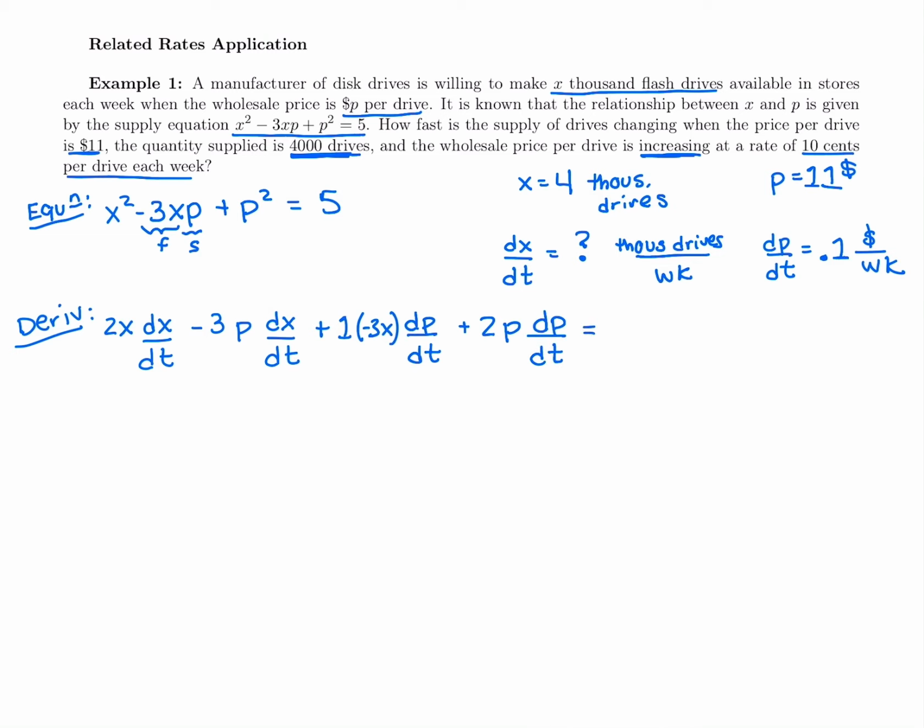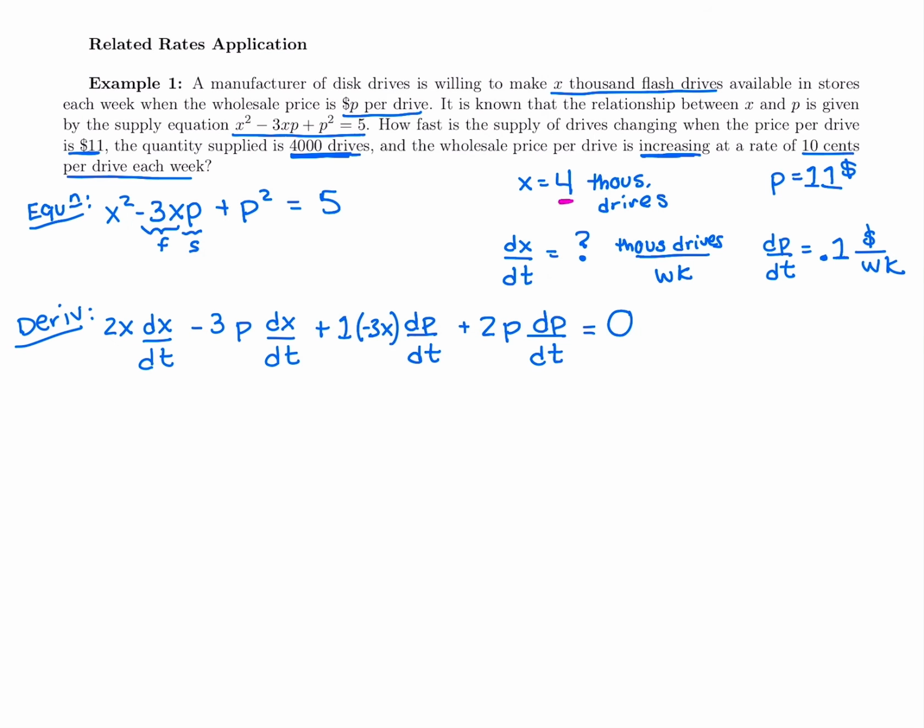And then finally, don't forget to take the derivative of the other side as well. Derivative of 5 is 0. So we don't bring down the 5, we take the derivative of it. So now we have this big thing to plug into, but I know everything except for dx dt. So I'm going to sub in all of these numbers.